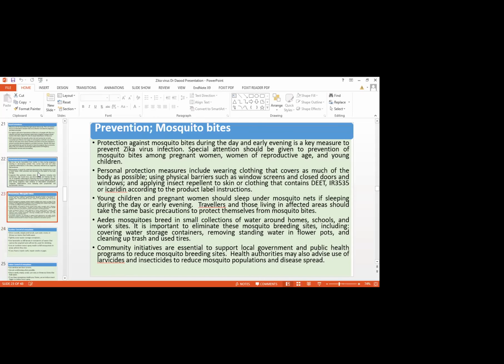Aedes mosquitoes breed in small collections of water around homes, schools, and work sites. It's important to eliminate these mosquito breeding sites, including covering water storage containers, removing standing water in flower pots, or cleaning up trash and used tires. Community initiatives are essential to support local government and public health programs to reduce mosquito breeding sites, and health authorities may advise use of larvicide and insecticide to reduce the mosquito population.